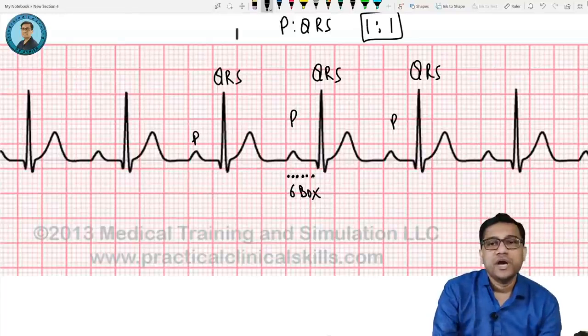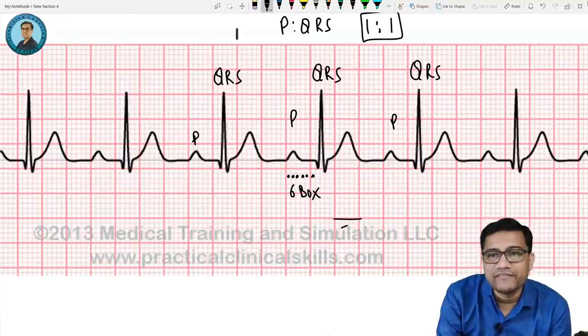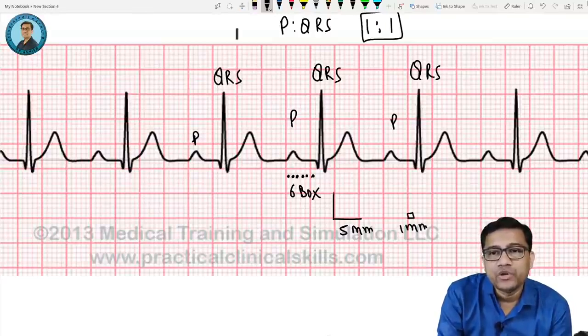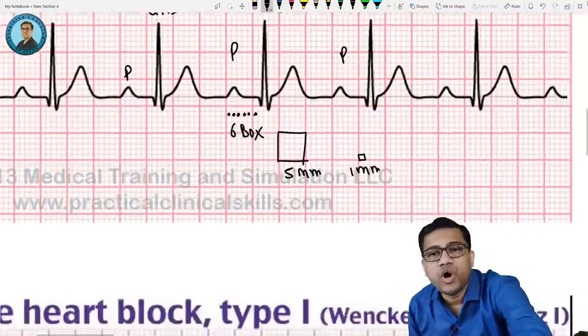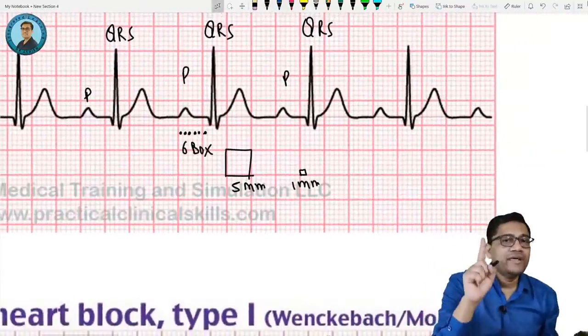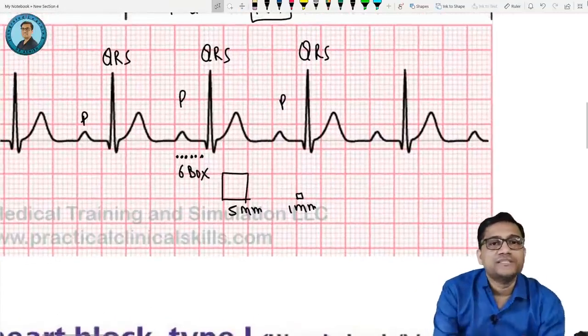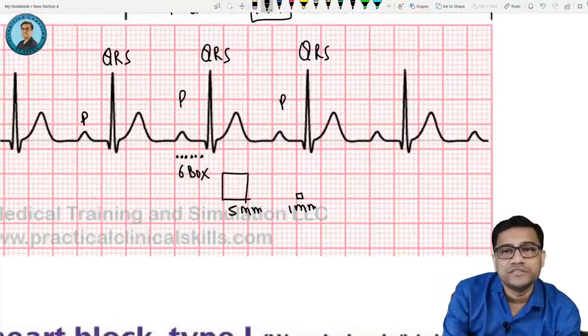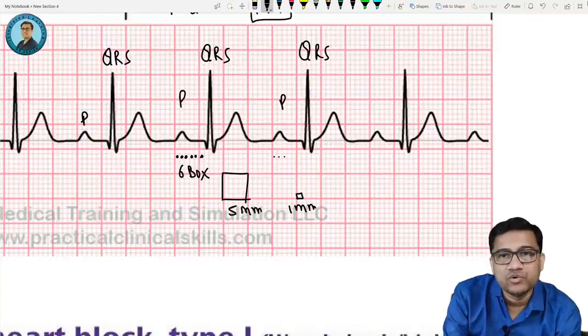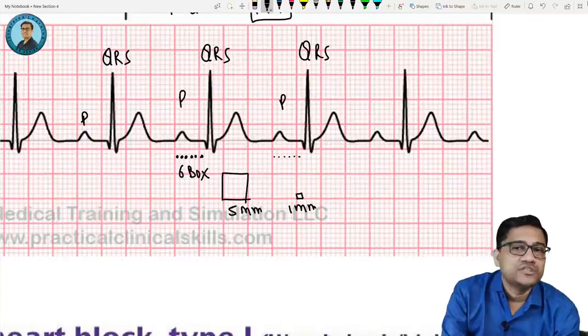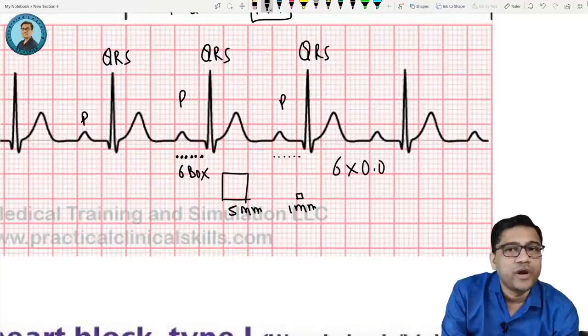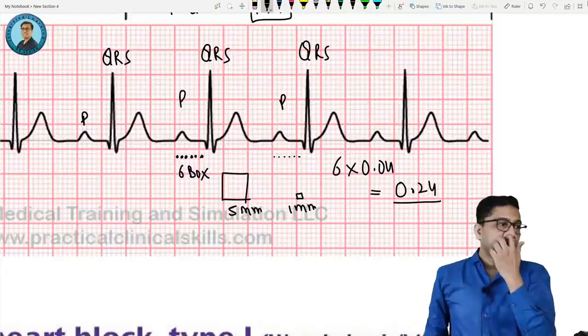Okay, small box. Always remember, big box is 5 mm. Small box is 1 mm. Are you now clear with this concept? So the smallest box is 1 mm. Large box is 5 mm. So how many boxes are there? Six small boxes, six. Here also 1, 2, 3, 4, 5, 6. So 6 means what? 6 into 0.04. How much? 0.24.